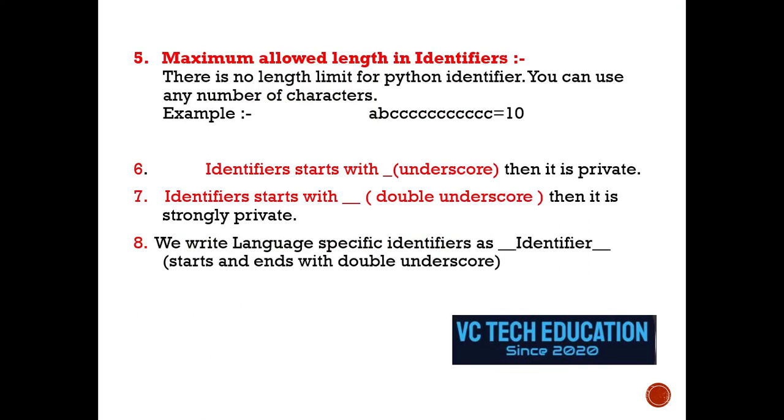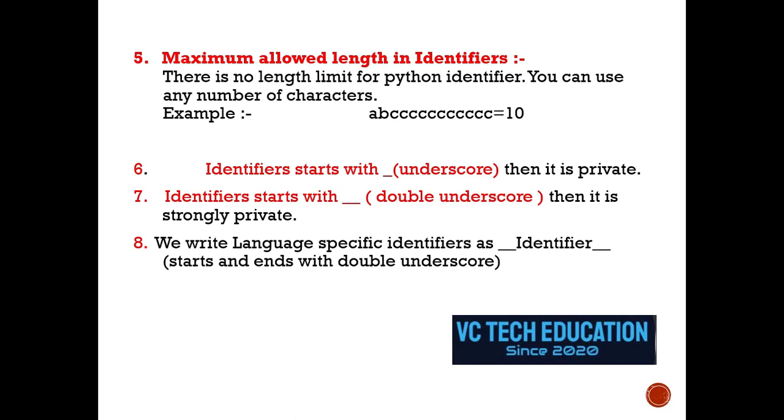Maximum allowed length in identifiers. There is no length limit for a Python identifier. You can use any number of characters. Example, abcccccc = 10. It's valid. So you can use any number of characters as an identifier.